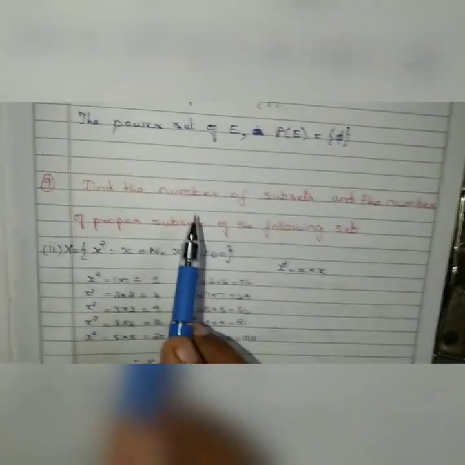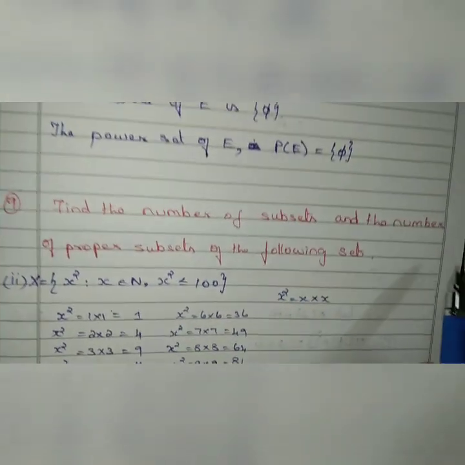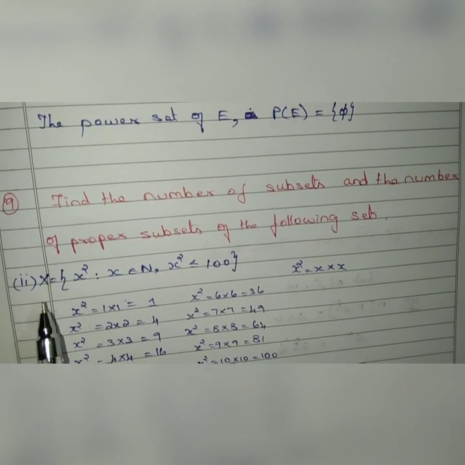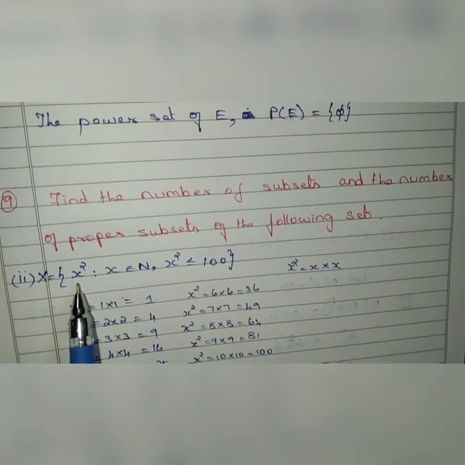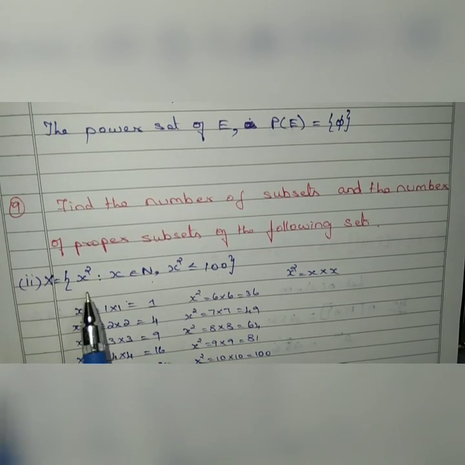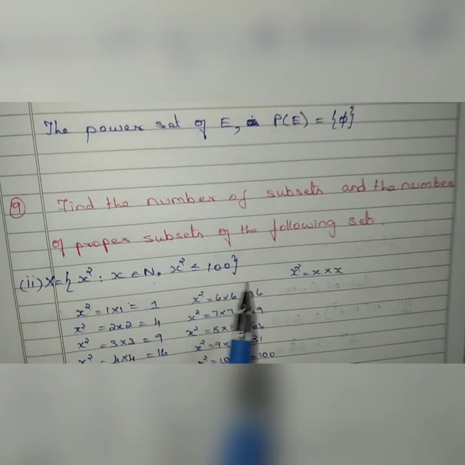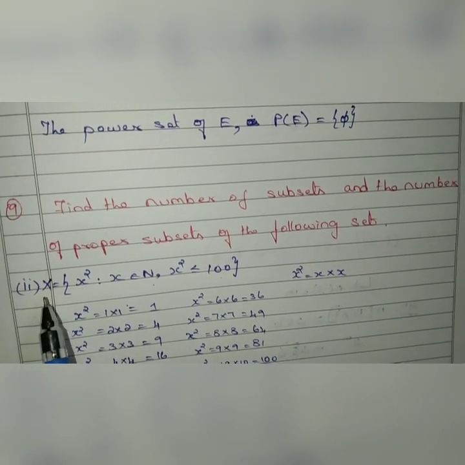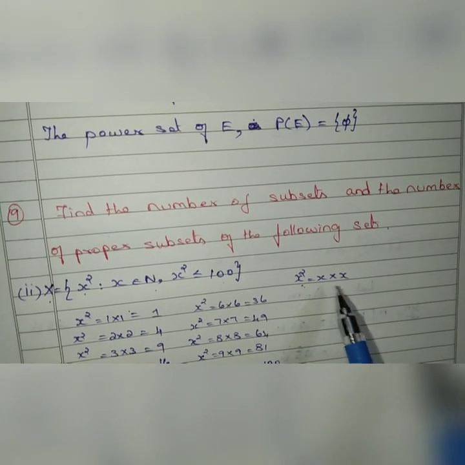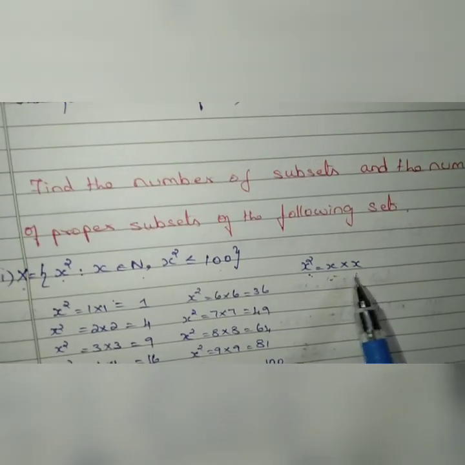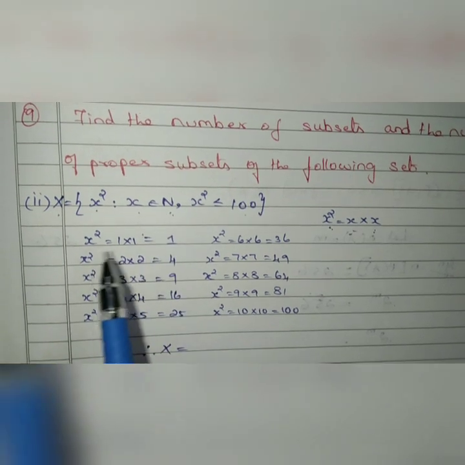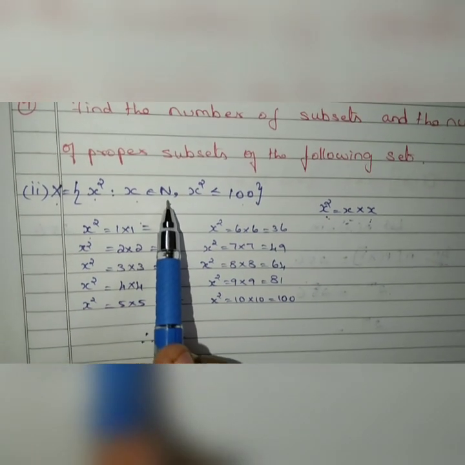Then find the number of subsets and the number of proper subsets of the following set. So X is equal to x squared such that x belongs to N and x squared is less than 100. See, it is given in set builder form. X squared are the elements of the set X. What is the meaning of x squared? X squared means x into x, a number multiplied by itself. Now x belongs to N. N is natural number. So x squared starts from natural number.